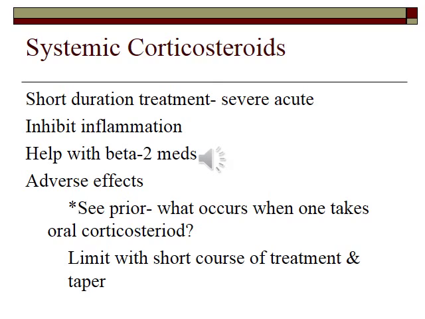Now, in some instances, an individual may have to go on systemic corticosteroids. Usually this will be during a time when an asthma patient is having a lot of recurrences of asthma attacks, a lot of severe acute attacks, and this will be used to help inhibit the inflammation. They'll use this in conjunction with their beta 2 rescue inhalers. Again, as far as adverse effects, I'm going to refer you back to what we talked about when we were discussing oral corticosteroids.